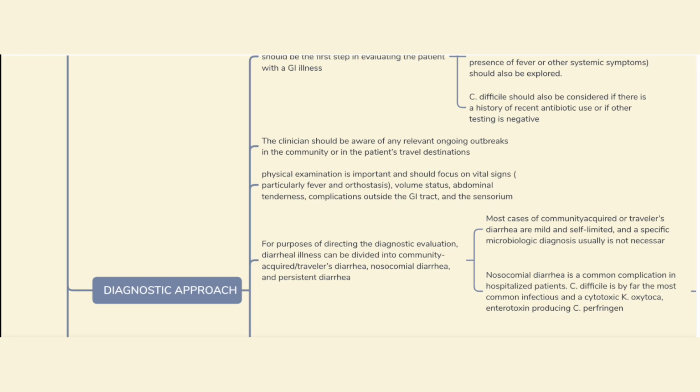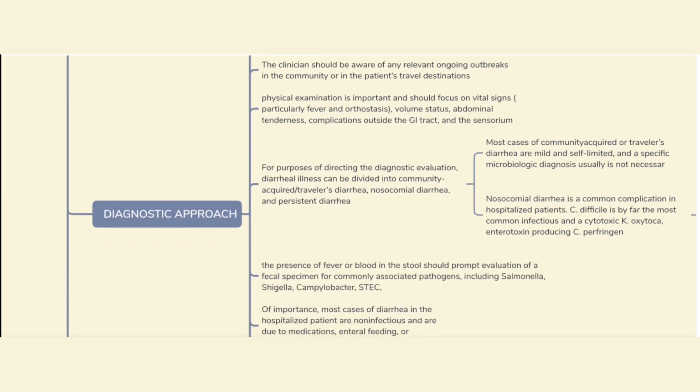We should check volume status, check if the patient is hypovolemic or not. We should check for abdominal tenderness to see if we are having any of the complications. We should check for complications outside of the GI tract and the sensorium. The patient's consciousness should be tested. The patient's hydration status should be tested. And we should check for electrolyte disturbances, and complications outside of the GI tract, and complications of the GI tract.